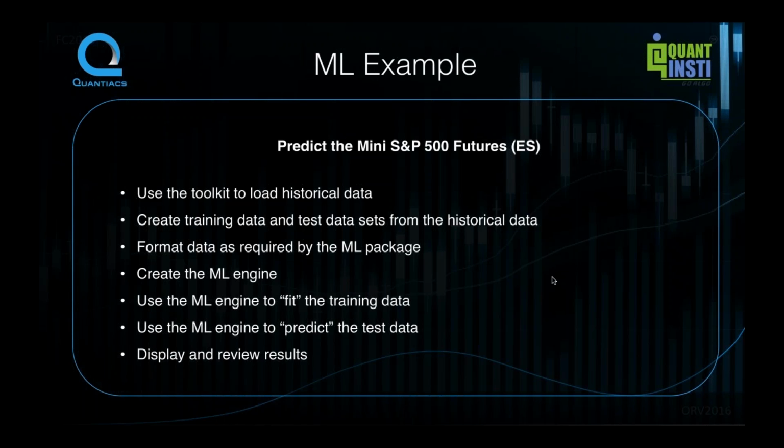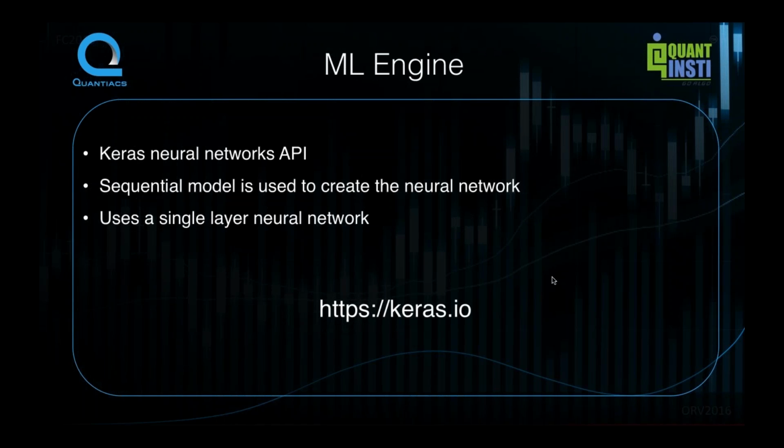So what we will do is use the toolkit that comes with the Quantiacs Python application to load the data. We'll split it into training and test data. We will format the data in the correct matrix format. We'll create the machine learning engine. We will take the training data to fit the model, and then we will take our live data and see how well our machine learning algorithm has done. We will then display the results.